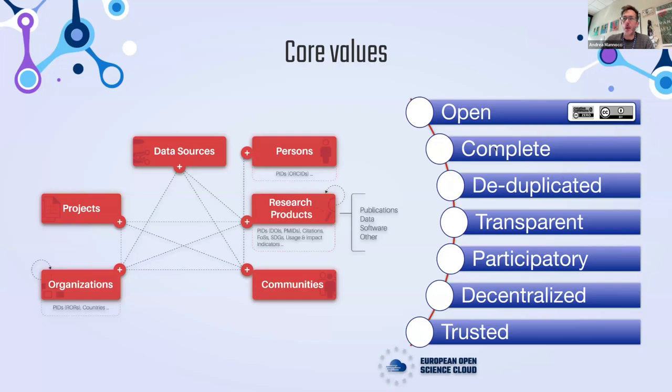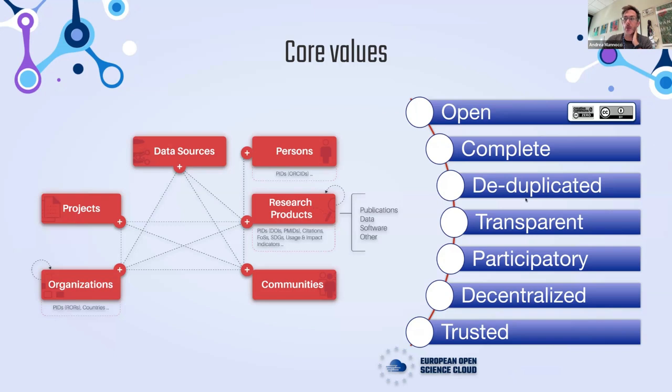And then we strive for completeness, which translates into the fact that we try to aggregate from all possible sources around, not limiting ourselves to particular ones. If you're familiar with the Web of Science, you know that there's a selection policy behind the venues that they index. In OpenAIRE, instead, we try to be as inclusive as possible. So we possibly ingest the same thing multiple times from multiple sources, in the effort of being as complete as possible.